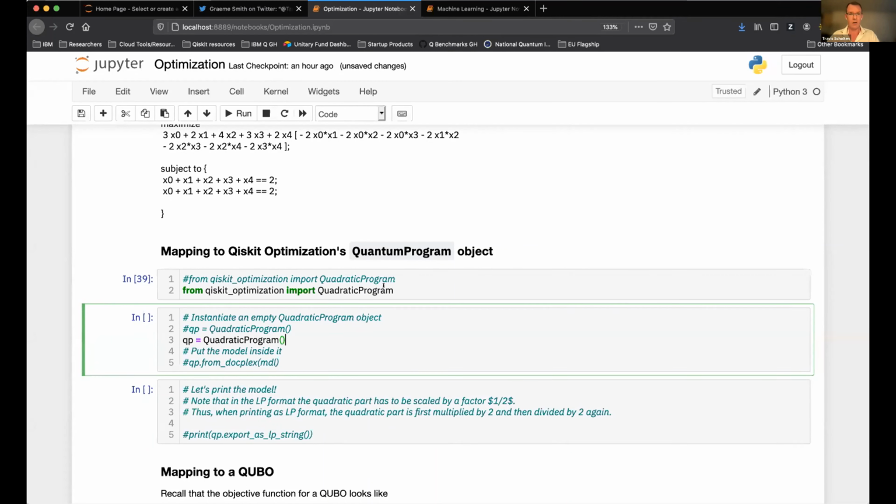Okay, so let's go ahead and instantiate. Use tab completion: quadratic program. We're going to instantiate an empty representation of that. Oh, I saw a question pop up on the Q&A. Yes, we do have a question. Gideon Uchihara would like to know, is the problem the same as solving QUBOs?